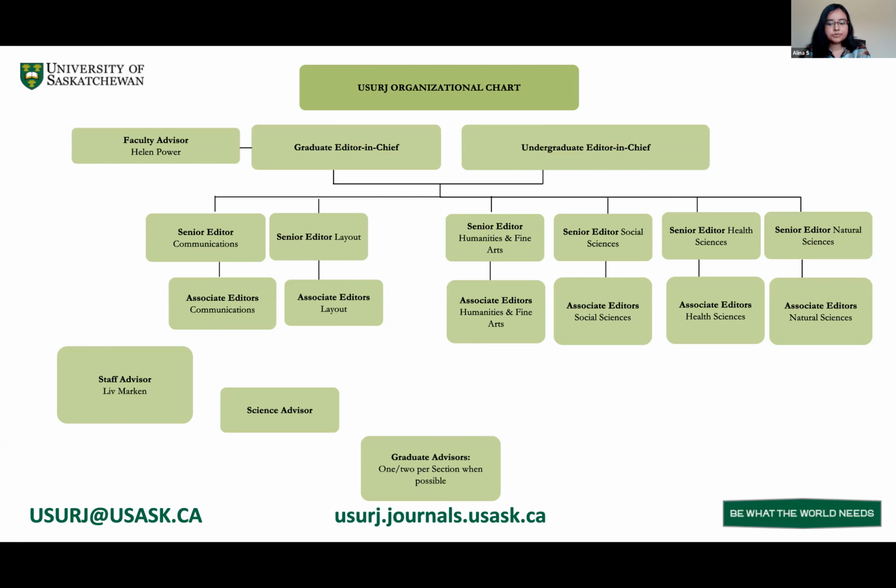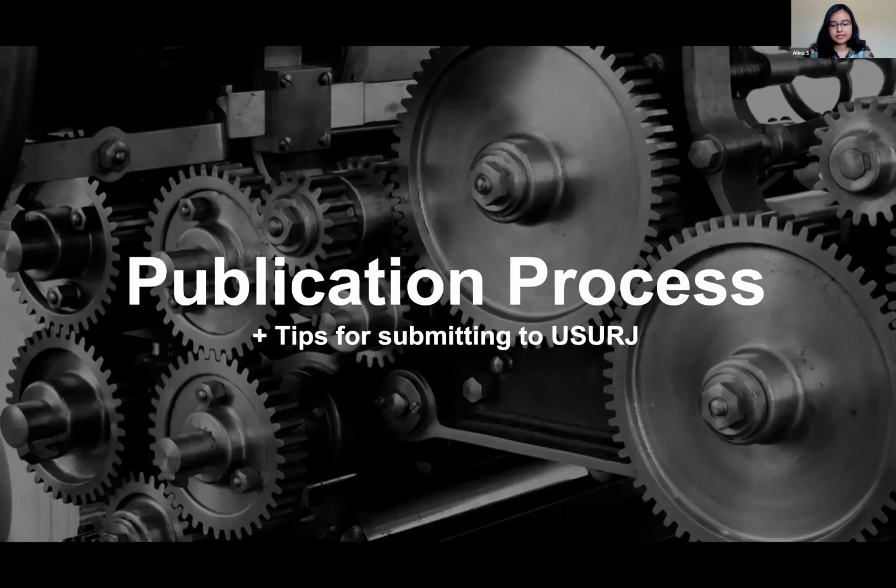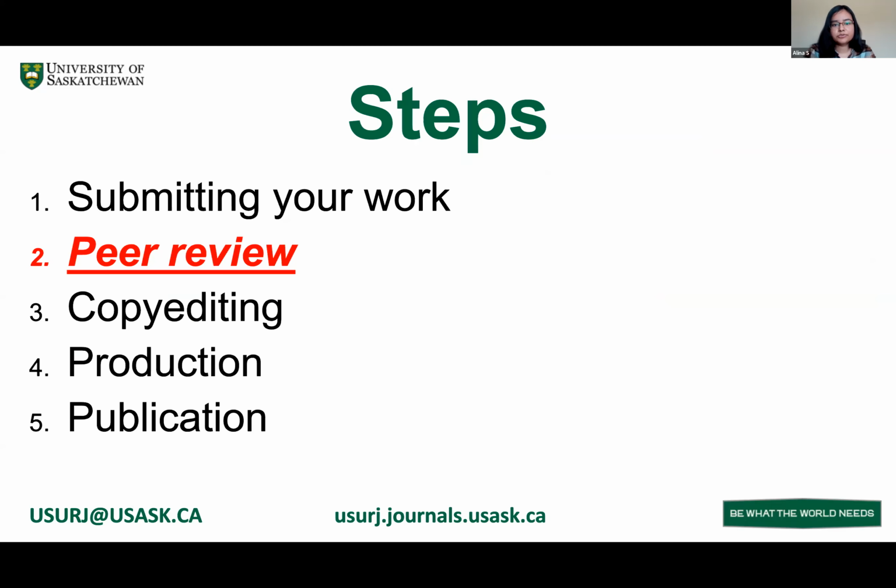Okay, so now let's look at the publication process and what is involved. And we'll also go over some tips at the end. So there are 5 main steps to the publication process. First, you submit your work. Then we decide if it's fit for peer review, and if it is, it goes to peer review. And then stage 3 is copy editing, stage 4 is production, and if it all goes well, then stage 5 is publication.